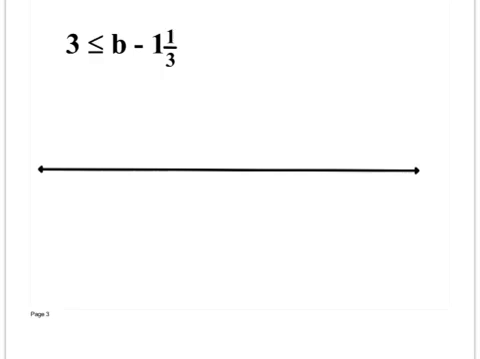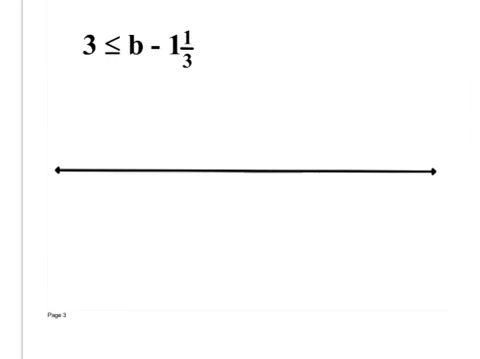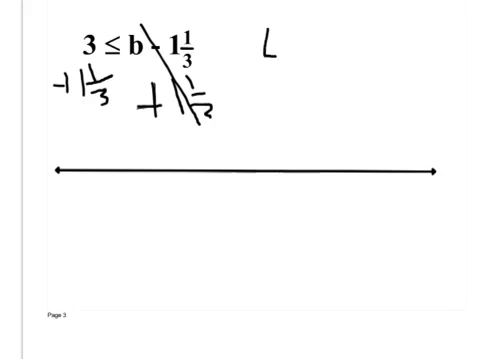Write this down. 3 is less than or equal to B minus 1 and 1/3. So I add 1 and 1/3 to both sides. This gives me 4 and 1/3 is less than or equal to B.